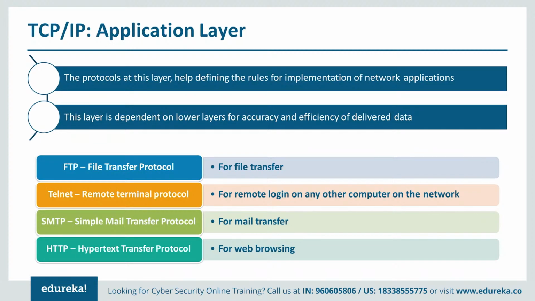What is FTP? FTP is simply a file transfer protocol. It helps us share a file from a server or store files on the server. Telnet is a remote login protocol. It helps us log into a computer remotely. SMTP is the simple mail transfer protocol, which helps us send emails.